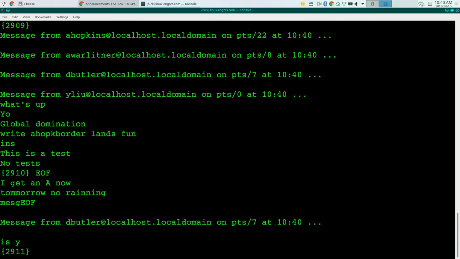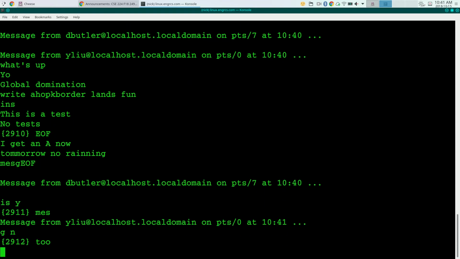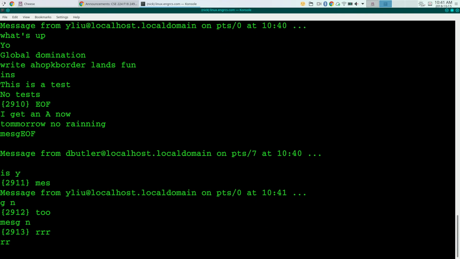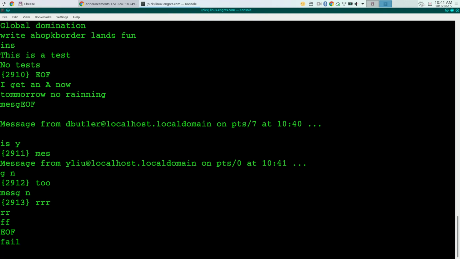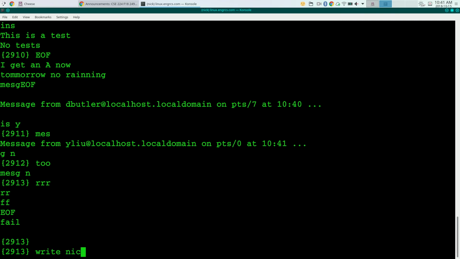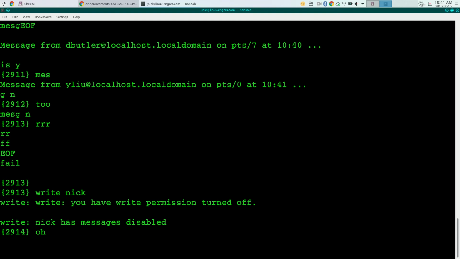So MESG says, are you available for people to talk to you? And by default, it's yes. If you say MESG N, right, then that should stop people from being able to talk to you, unless they're already talking to you. But if I try to write to Nick, then it'll say messages are disabled. So if people are bugging you, you can say MESG space N and turn that off.